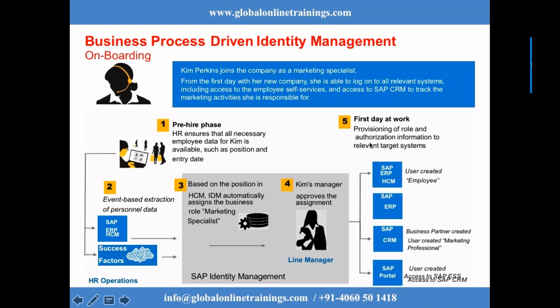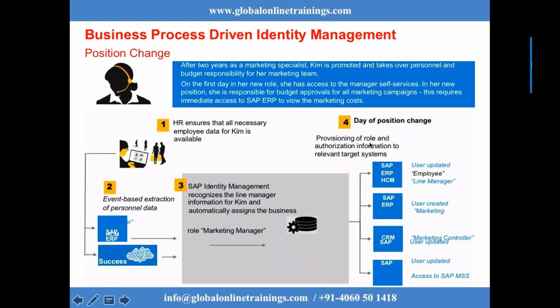So basically, Kim, after 2 years as a marketing specialist, has been promoted to marketing manager, right? Kim's manager submits all the details to HR, and they change the position in HR from marketing specialist to marketing manager. That comes into IDM, which removes all the marketing specialist-relevant roles and assigns the marketing manager-relevant roles. Okay.